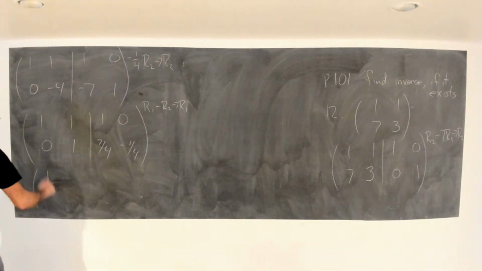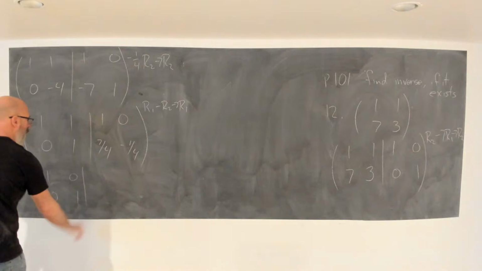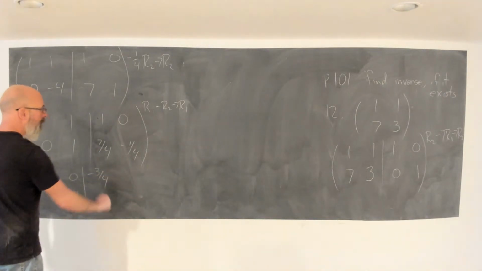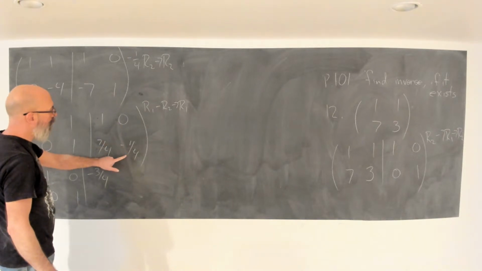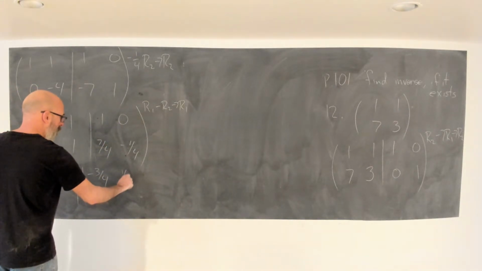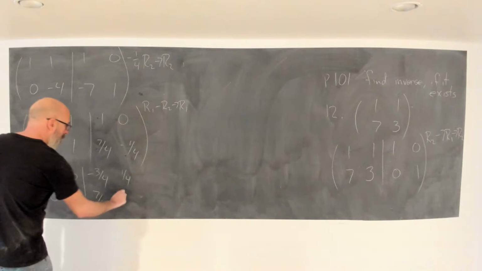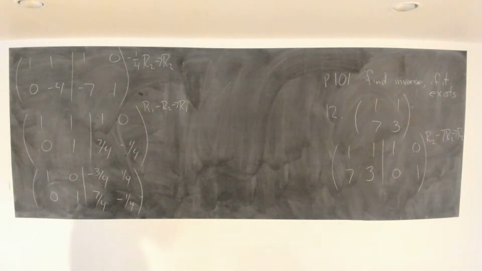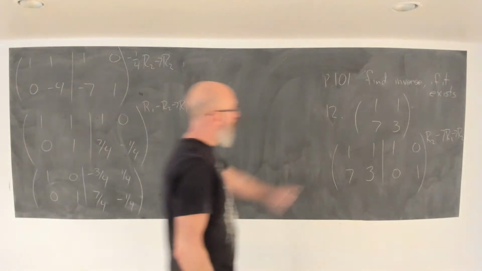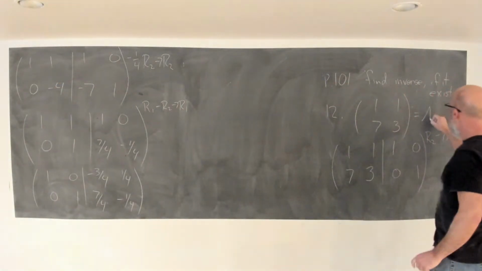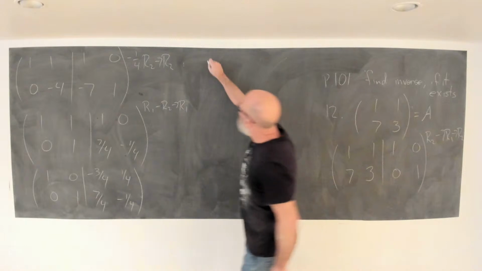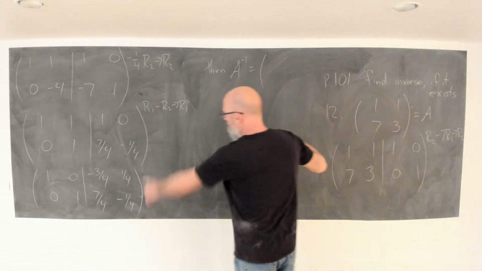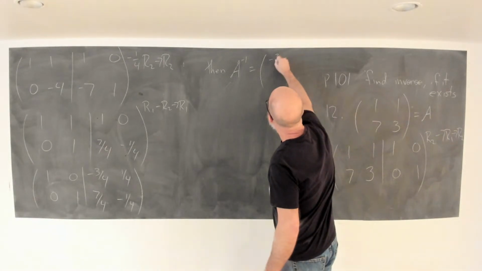Leaving us with 1 minus this, minus that. And there it is. We're suggesting that if we call this matrix A, then this is its inverse.